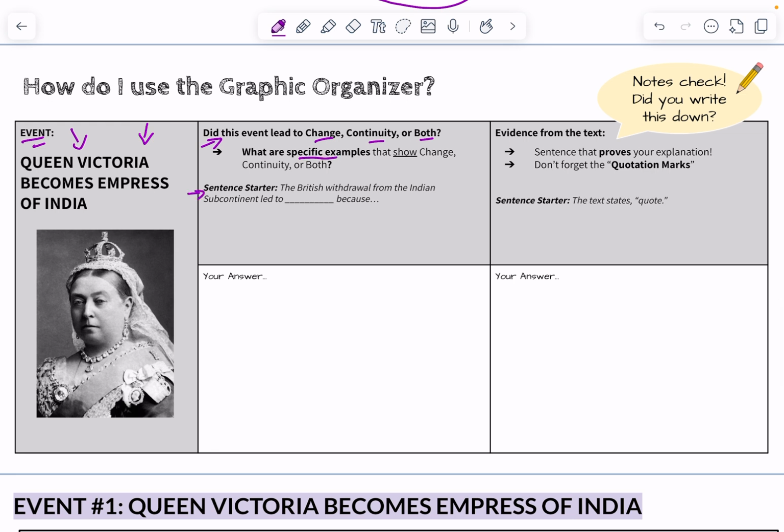Use the sentence starter to set yourself up for success, and you're going to be writing your answer in this white box below. After you're done explaining if that event led to change, continuity, or both in your own words, then you are going to be coming over and you're going to find evidence from the text. Make sure you add quotation marks and the sentence starter the text states, so you're showing your reader that you got your information from the text.